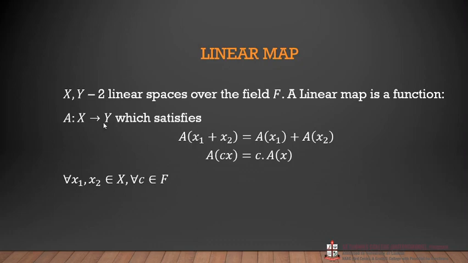Suppose this A is a bijection, then we say that it is a linear space isomorphism. This is a structure preserving map here. Between two linear spaces, a linear map is a structure preserving map. If it is a bijection, then we say that it is an isomorphism between X and Y.